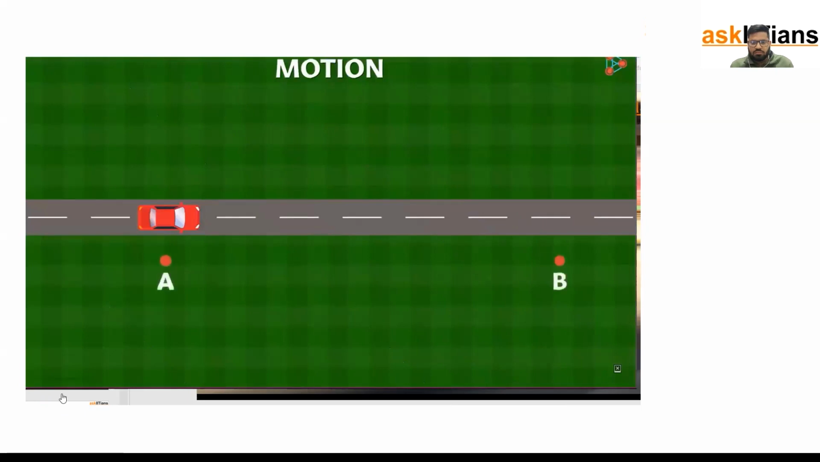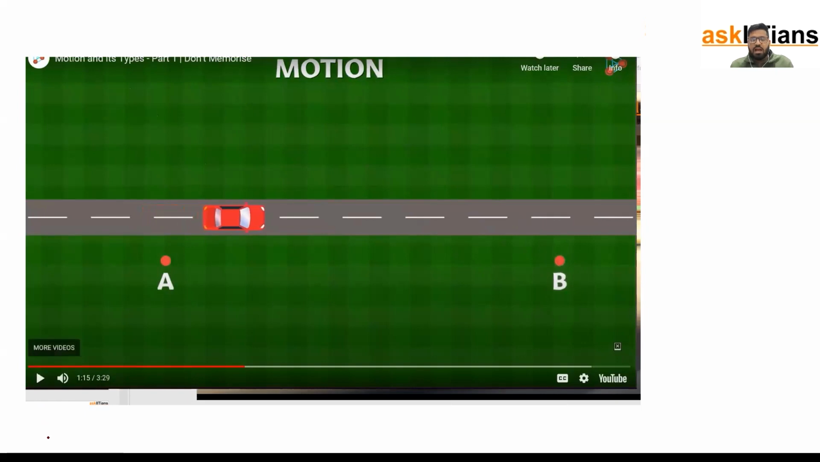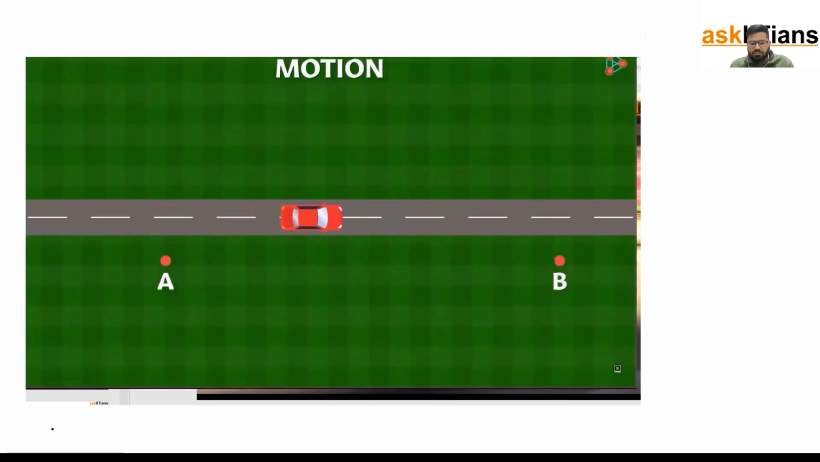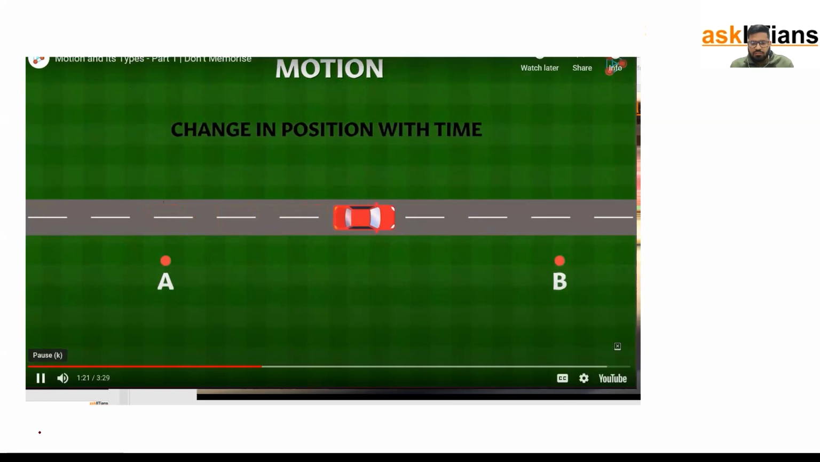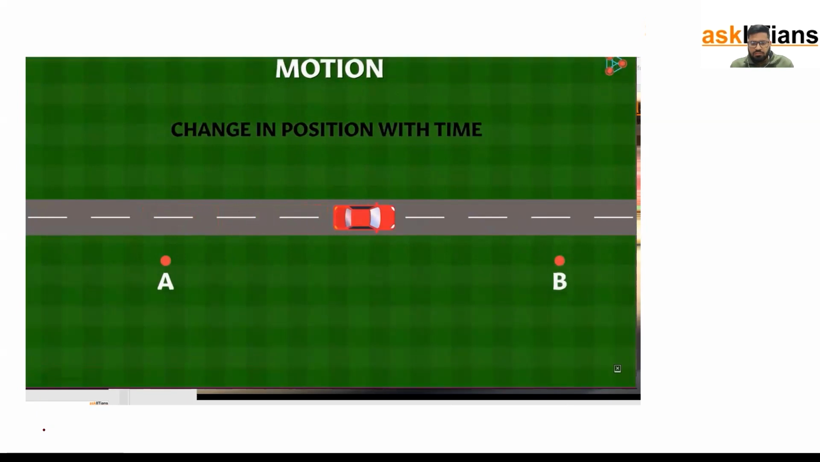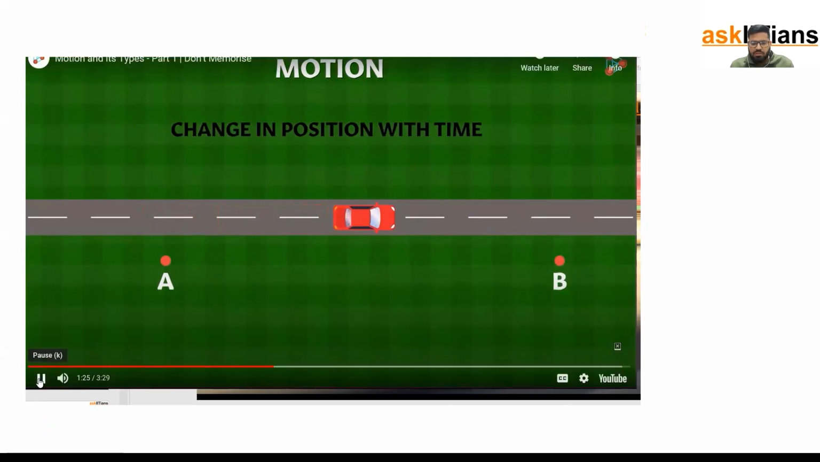Let's say this vehicle moves from point A to point B. Let's see what happens. As it's moving towards B, its position in space changes with time. Initially, it was here, then here, and now after some time, it's here. Now you can see the position of the car is changing with time. So we can say it is in motion.